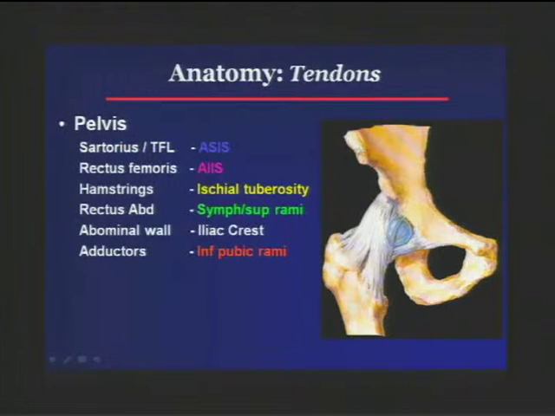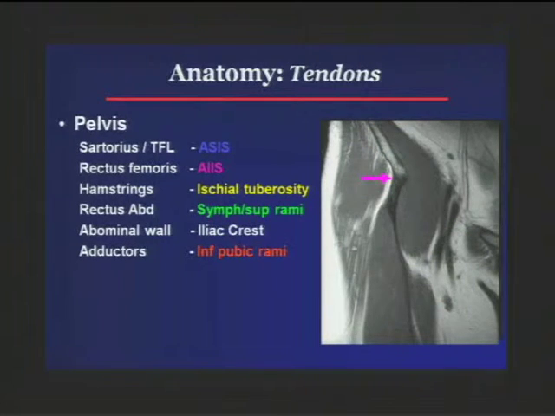Now, many tendinous attachments around here. If we look at the anterior superior spine, we see the sartorius and tensor fascia lata take off there, the rectus femoris at the anterior inferior spine. The ischial tuberosity, big, broad attachment of the common hamstring tendon. Here we have the all-important rectus abdominis, as we're going to talk about with athletic pubalgia, and then here the important adductors that go from the symphysis down along the inferior ramus.